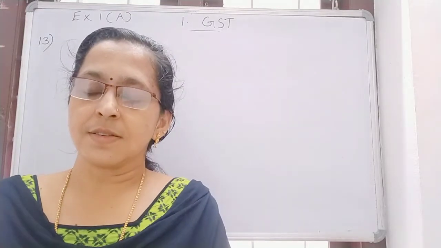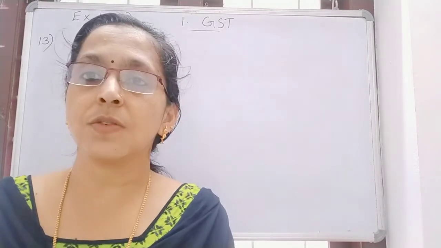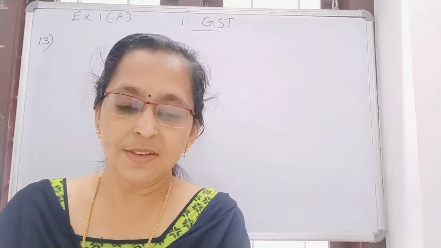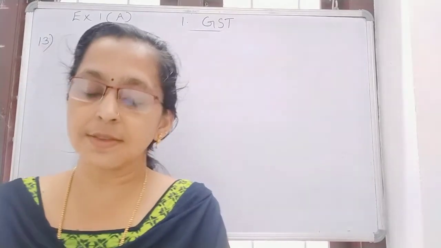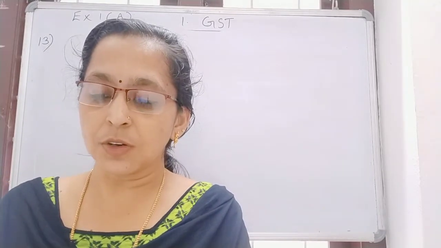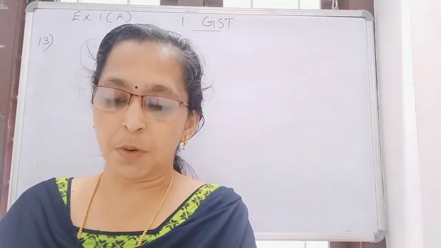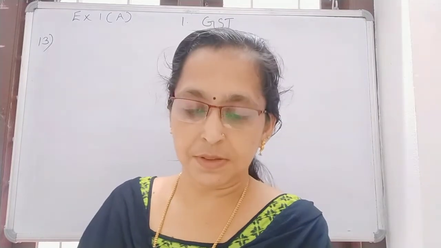Now we can discuss chapter GST, exercise 1A, question number 13. Mr. Pankaj took health insurance policy for his family and paid rupees 900 as SGST. Find the total annual premium paid by him for this policy. Rate of GST being 18%.